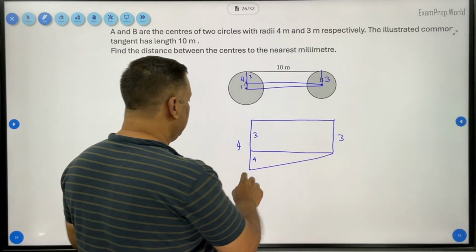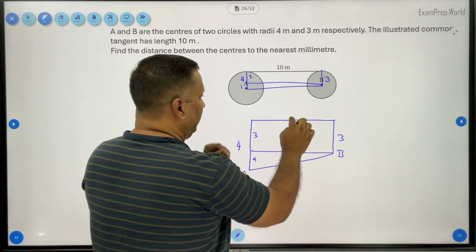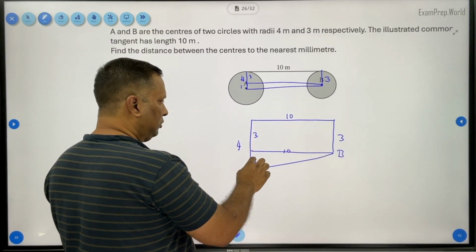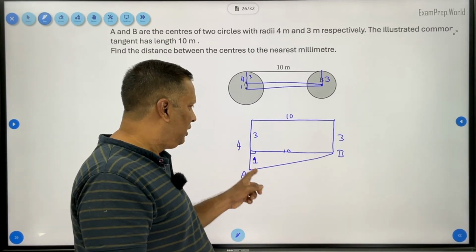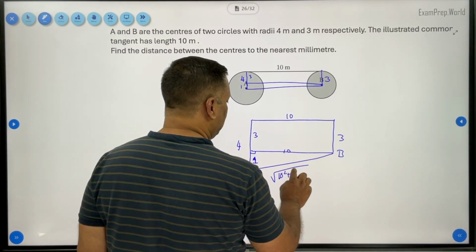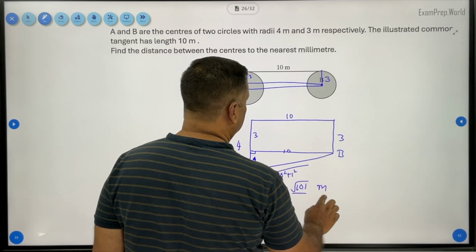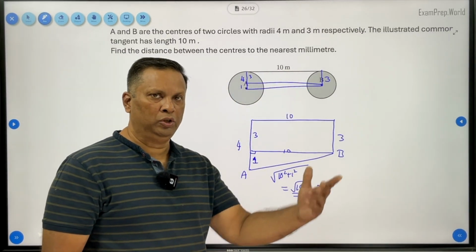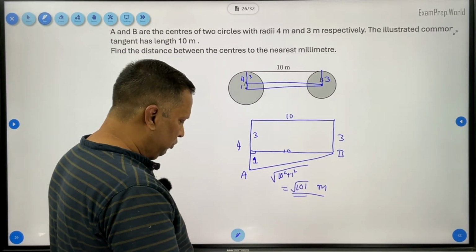So these are the two centers, A and B. Now, how much was this? 10. So this is also 10 and this is 1. 3 plus 1 is 4. Now, this is 90 degrees. AB is the hypotenuse of the small triangle. So go ahead. It is 10 square plus 1 square, which is root 101 meters, because the units were in meters, so it is root of 101 meters, 10.01. If we want the exact decimal, let's calculate and put it.